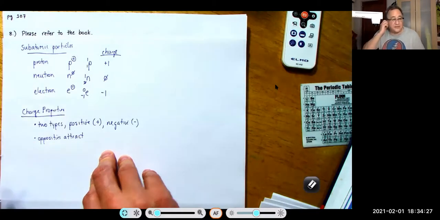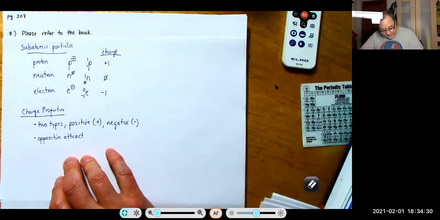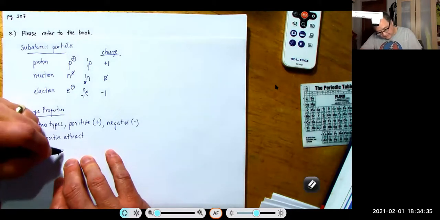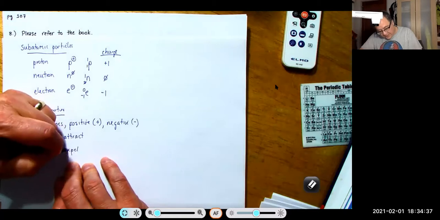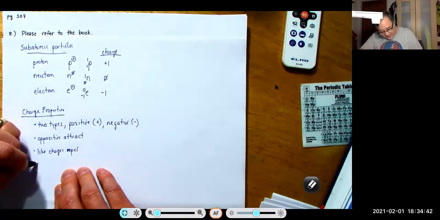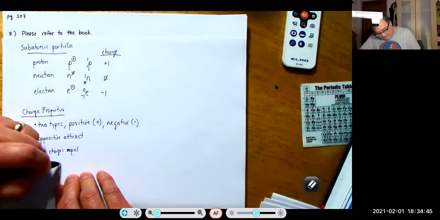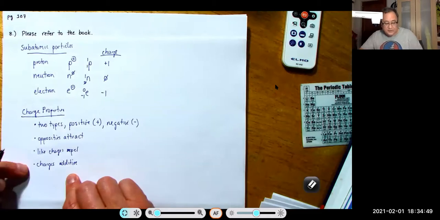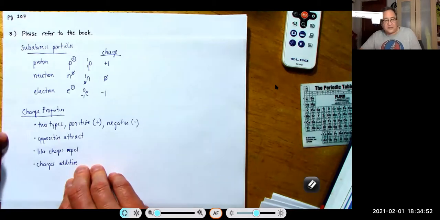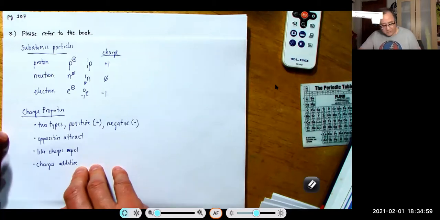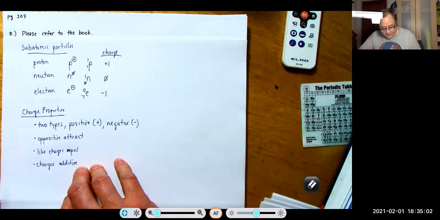So a positive is attracted to a negative, and like charges repel. So a negative is repelled by negative, a positive is repelled by positive, and charges are additive. And that's going to be important for us to answer number 8, which was about americium-241 and technetium-99, I think, or 91. I can't remember which. I want to say 99.